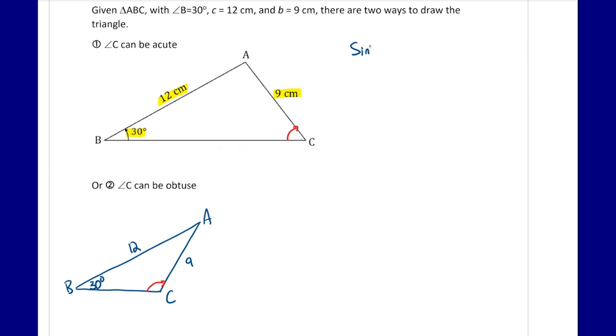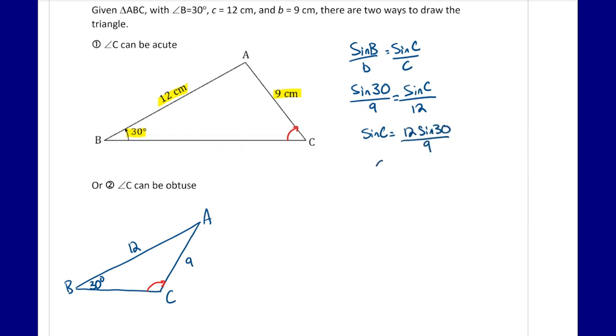So sine B over little b equals sine C over little c. I'm going to try to speed this up a little bit because we have looked at the sine law before, so that should be review. If not, again, please make sure you go back and take a look at that lesson. So we'd end up with sine C is equal to 12 sine 30 divided by 9. C equals the inverse sine of 0.67, that's rounded. And C equals, we get 42 degrees.